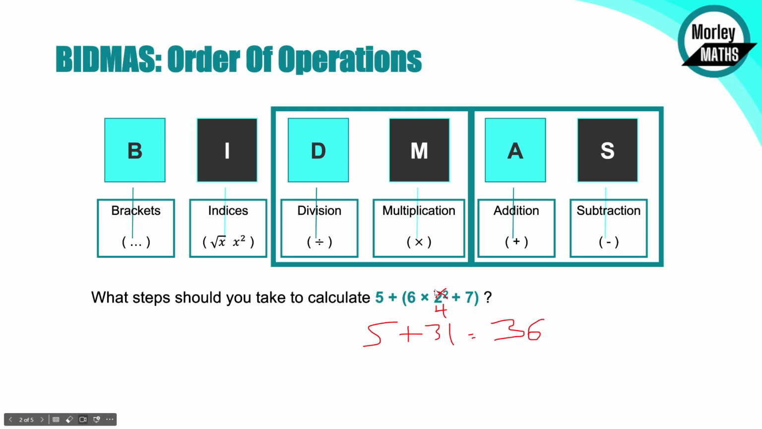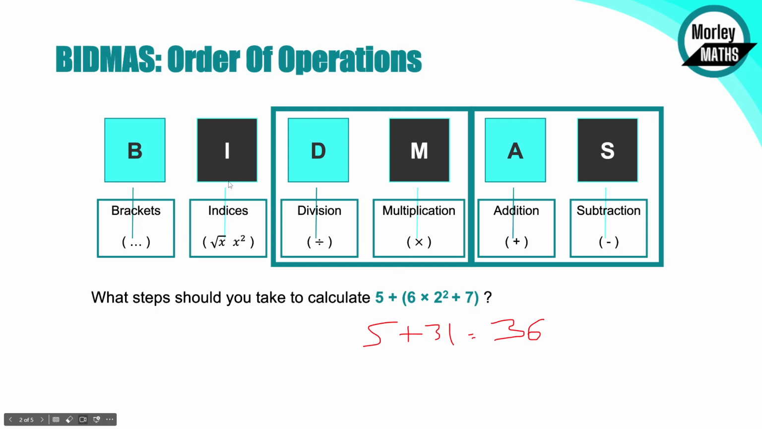So as you can see, we went to the brackets first. First thing within the brackets was the indices, which came out as 4. And then we did 6 times 4 plus the 7, gave us 31. So the value of those brackets was 31, and then we just added 5. And that gives us the answer of 36.